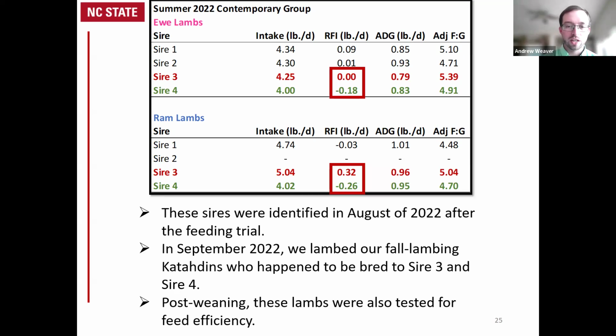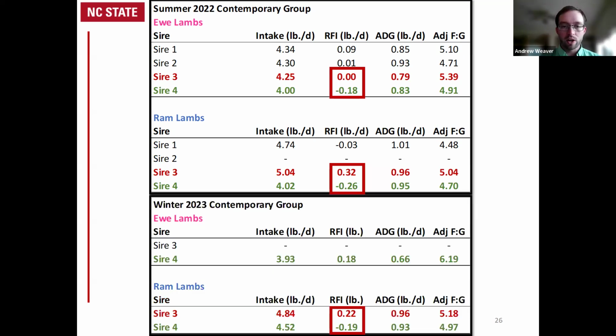So this could not have worked out better. And we didn't have to wait 5 months for ewes to gestate. We were going to have another lamb crop be born within a month that were out of the two sire groups that were of peak interest to me in terms of being extreme for RFI. And so we look at that winter contemporary group, and you'll see over the next couple slides, we had some sex ratio kind of imbalances.